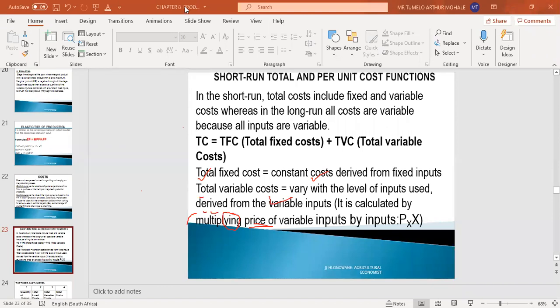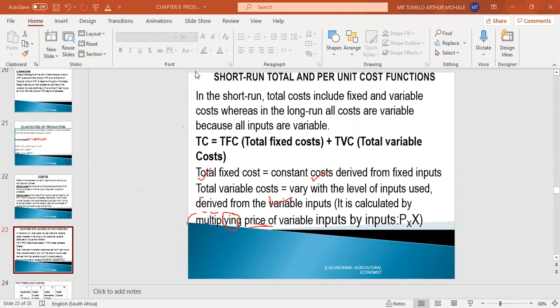the production period. For example, your rent, you will forever pay a rent of maybe 500,000 for the whole year. It will not change. So it's fixed. So it's the total fixed cost. So you pay the rent for the usage of that land. So that cost is fixed.